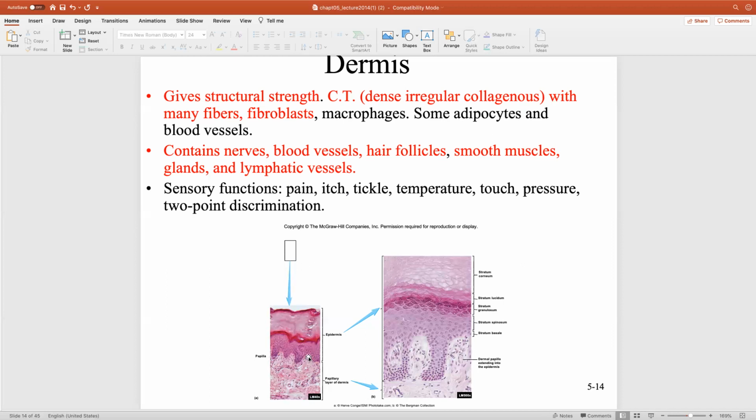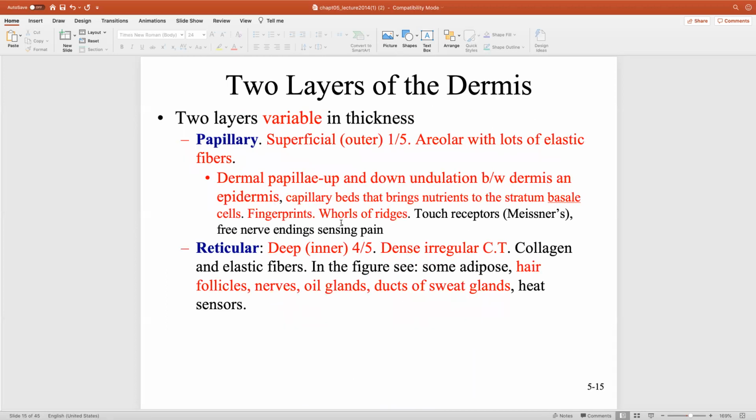We see lots of areolar connective tissue here because, as we saw through the microscope, areolar connective tissue has lots of open space. It's not just clogged with lots of cells and fibers. Because there's lots of open space, there's room for blood vessels to be found in this area. Now, the dermal papilla and the up and down undulation gives us the patterning we see in fingerprints, the whorls. It's caused by the ridges.